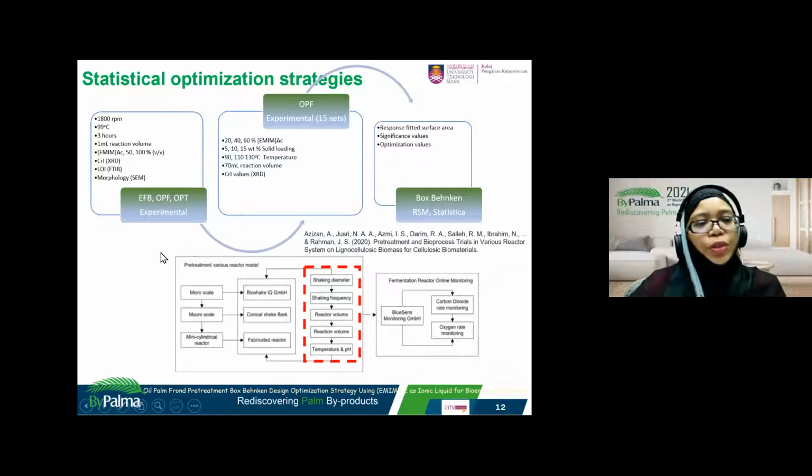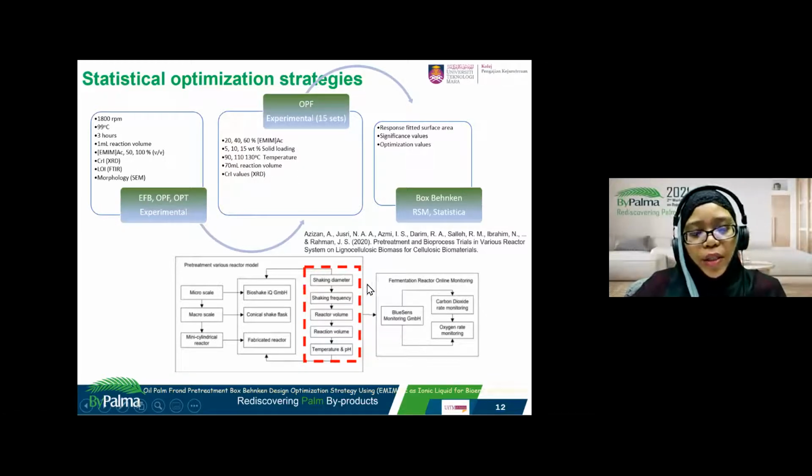So as a start, we would like to know the optimized condition using the ionic liquid itself, because it's still kind of costly. We started with a preliminary experimental investigation in a very low reaction volume of only 1 milliliter. First, we tried 3 kinds of oil palm plantation waste, which were the EFB, OPF, and OPT. Later on, we introduced the OPF itself in the RSM method, and the software suggested we run 15 sets of experiments combining 3 parameters, which we chose.